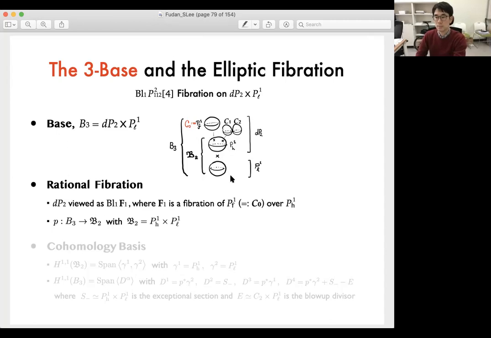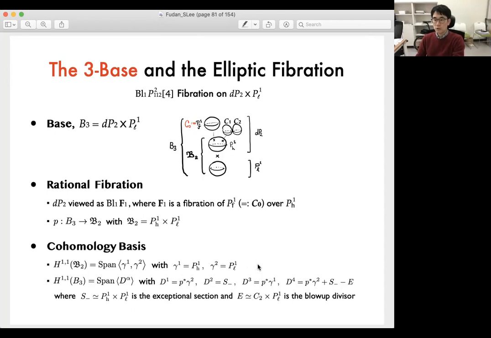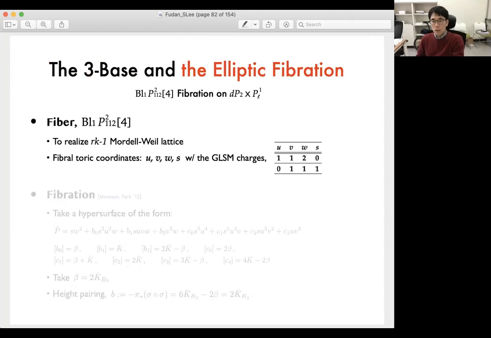The (1,1) cohomology of this twofold base B2 is then spanned by the two P1 factors, P1_H and P1_L. And the cohomology of B3 is going to be spanned by the two pullback divisors and the section S minus and the blow-up divisor E. In fact, we may take any full combination thereof as long as they span the full cohomology.